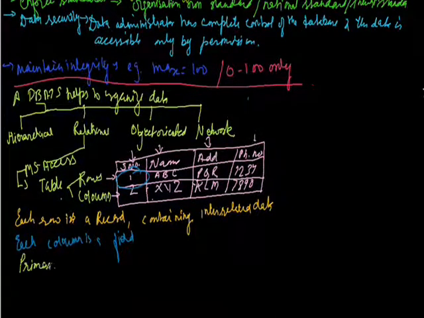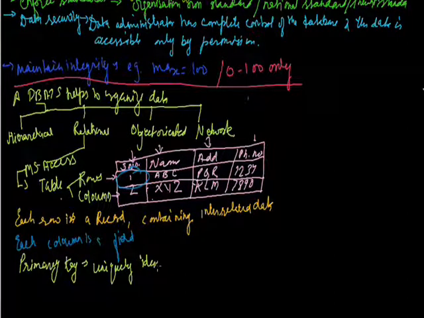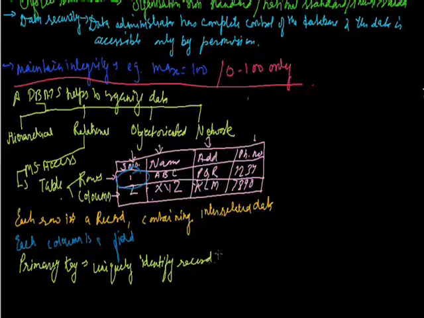So primary key. And what is a primary key? It is a field that can uniquely identify a record in a table. Through this we can easily access the data. We can easily identify the piece of information, that is a record, from a table. Alright?